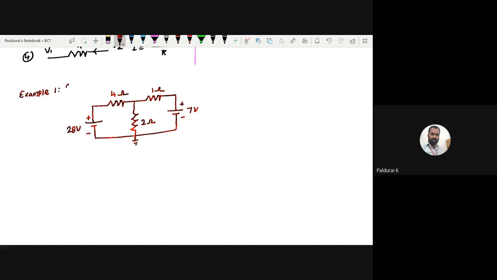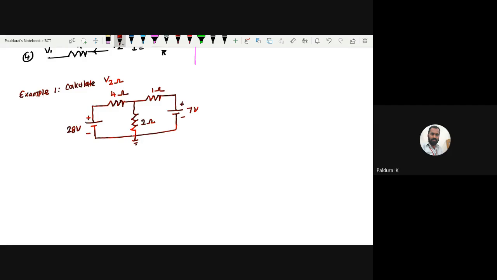The question is: calculate V sub 2 ohm. Do it by yourself using mesh analysis. V sub 2 ohm. What is the voltage across the 2 ohm? By using mesh analysis. You know that, right?